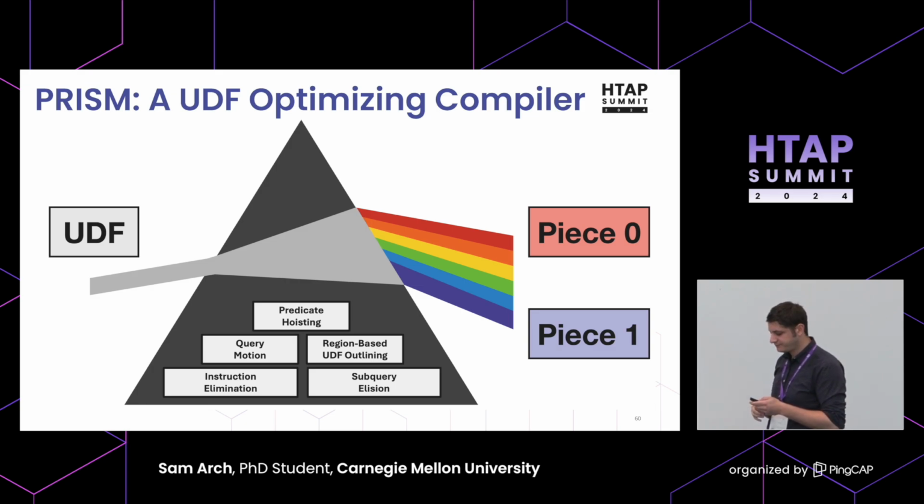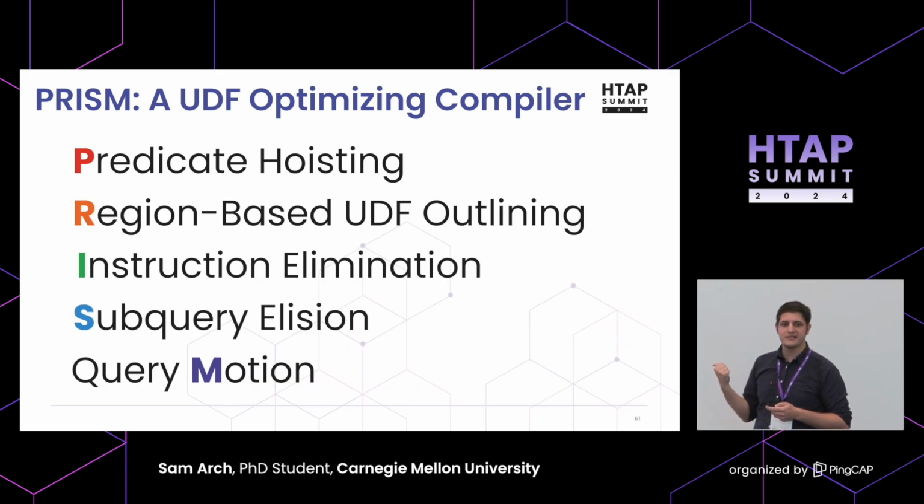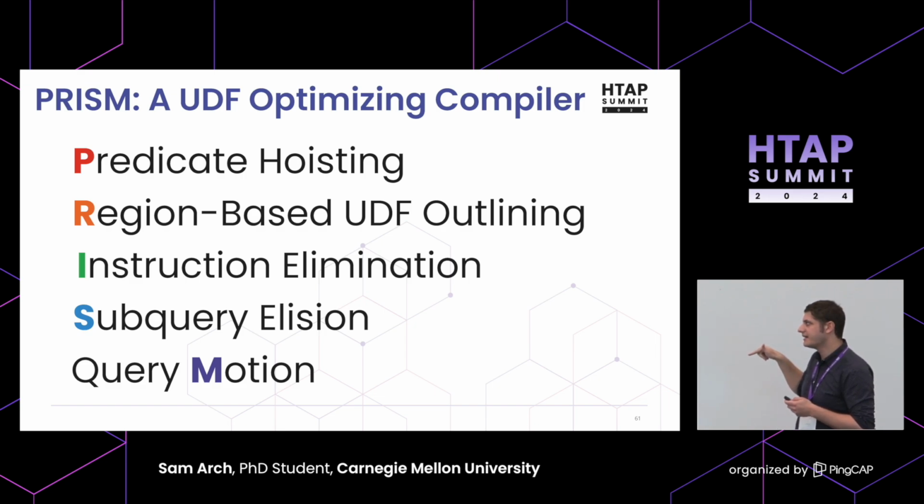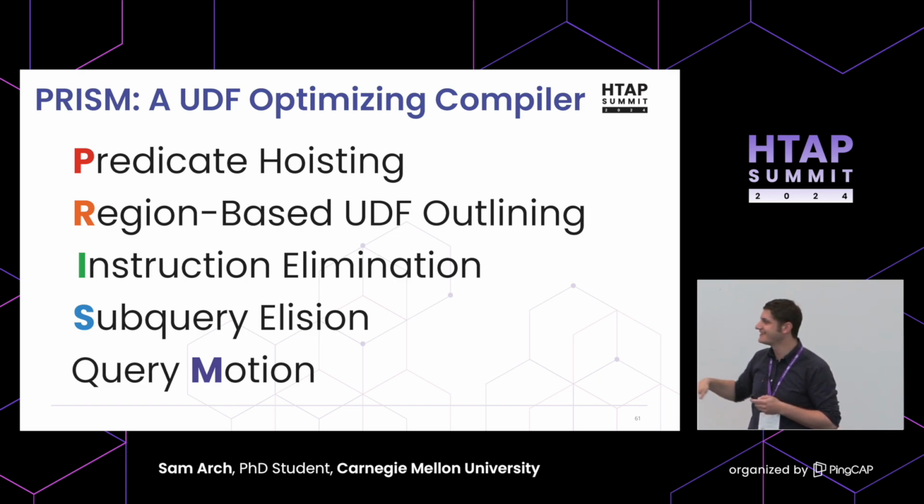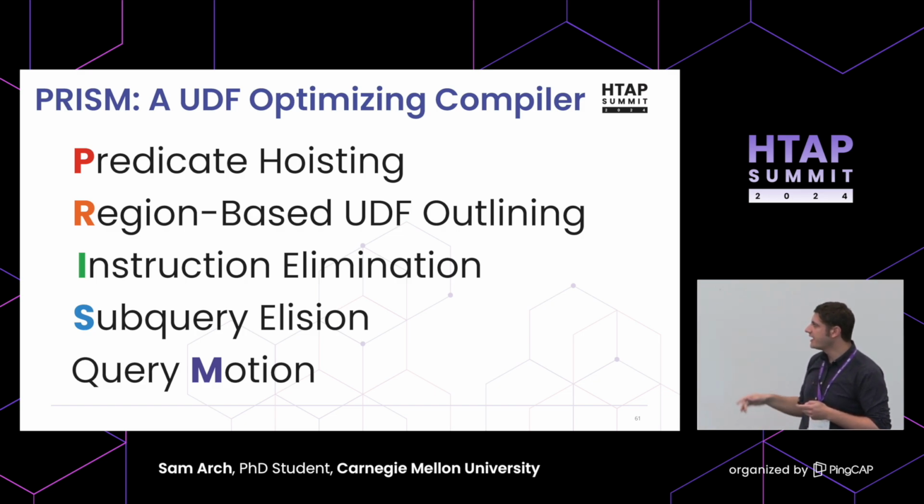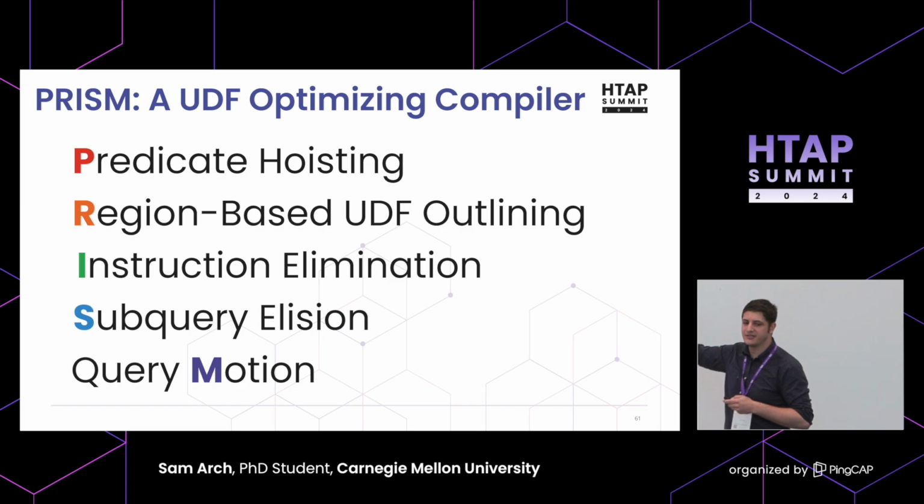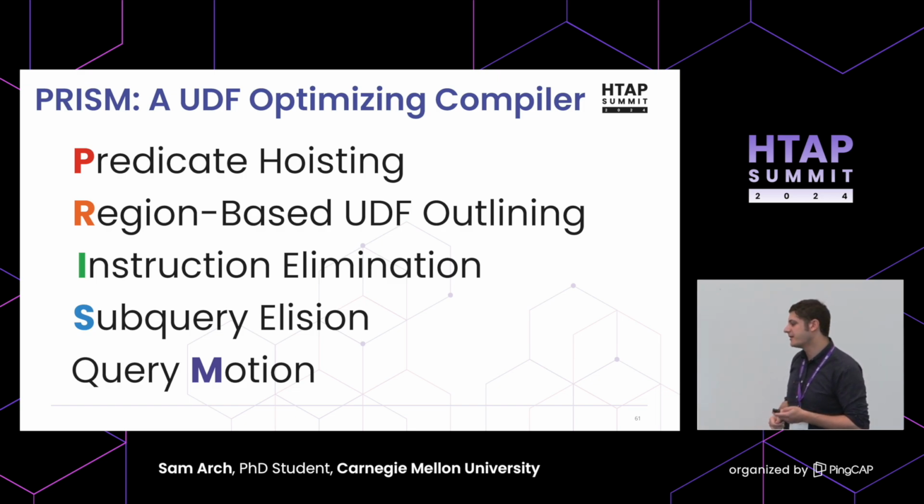And the reason it's called Prism is because it's a 5-letter acronym for the 5 different optimizations that we implement in this compiler: predicate hoisting, region-based UDF outlining, instruction elimination, subquery elision, and query motion. The last one is a bit sketchy, but it works. So today I'm just going to be talking about these 3 optimizations in the middle. If you're interested in the others, then you can read the paper, which will be public soon.